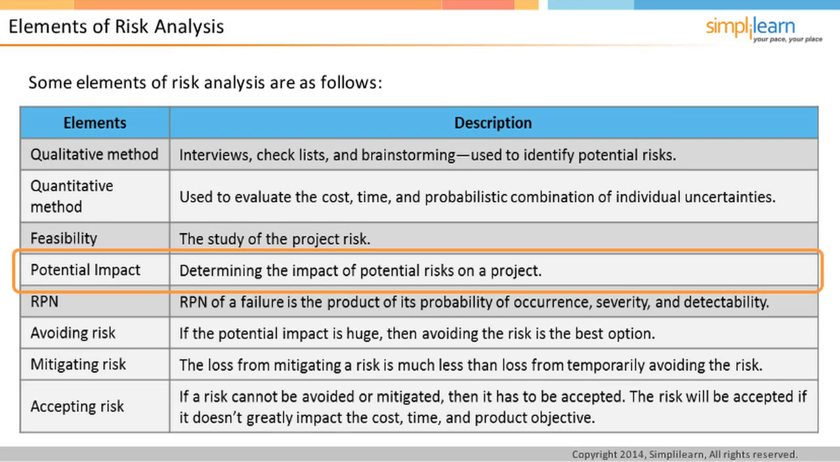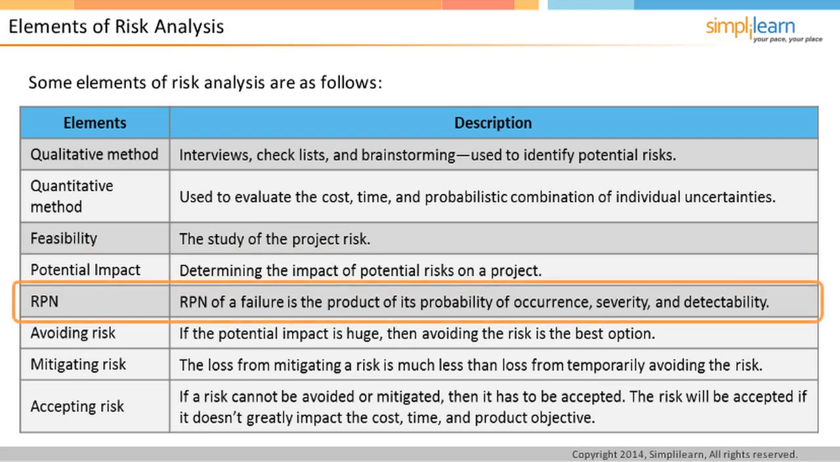RPN. RPN of a failure is the product of its probability of occurrence, severity, and detectability. A failure is prioritized based on its RPN value. A high RPN indicates high risk. RPN assists to prioritize risks.